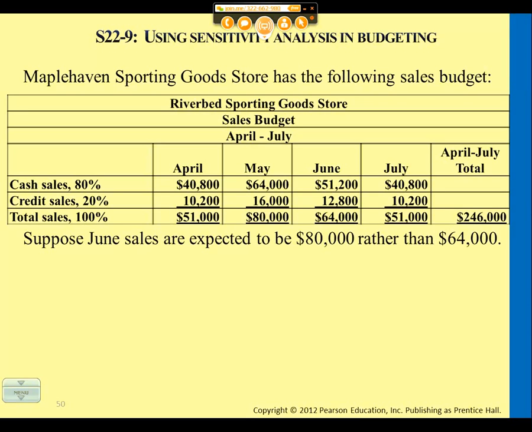So I'm going to change this number. My total sales, 100%, is now going to be 80,000. What you need to change is the cash sales, 80% of the 80,000, and then 20% of the 80,000 for credit sales. The new total is going to be 262,000. Am I going to have any changes in the July column?